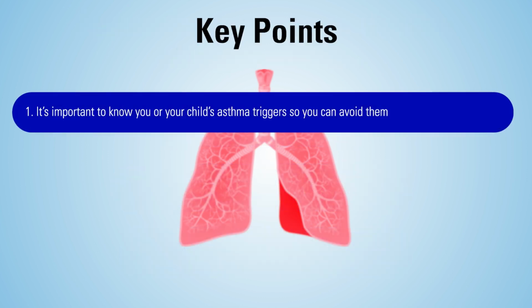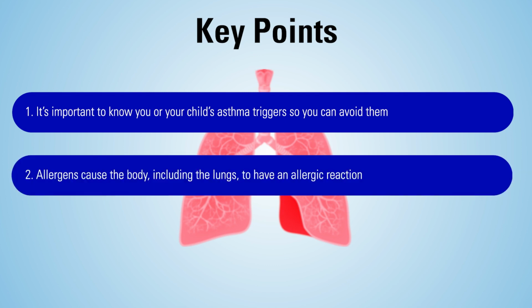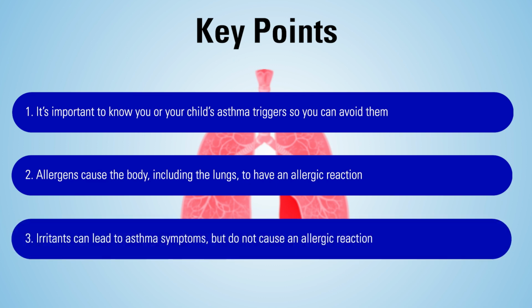It's important to know you or your child's asthma triggers so you can avoid them. Allergens cause the body, including the lungs, to have an allergic reaction. Irritants can lead to asthma symptoms, but do not cause an allergic reaction.